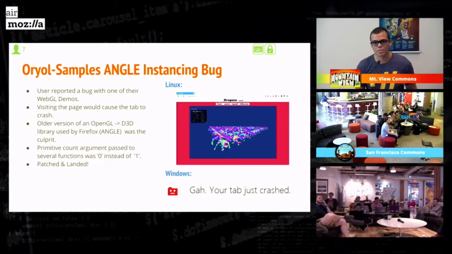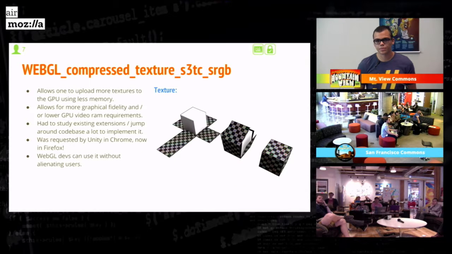So we were able to fix that and patch it and land it by using all the aforementioned tools that I worked on. So that was really fun to work on.